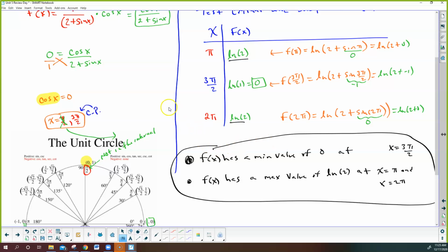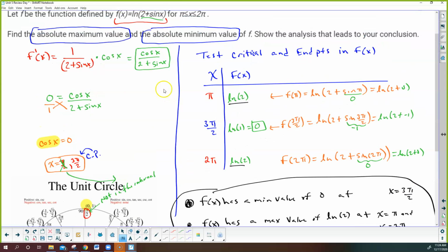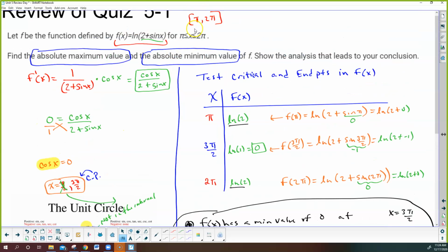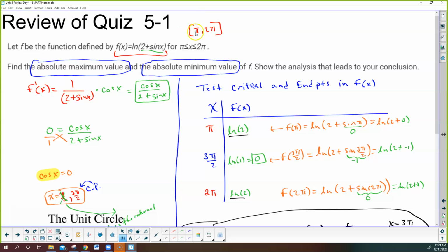So notice we didn't need a sign chart if you're finding absolute max or absolute min. The only time you need to use a sign chart is when you're dealing with local min and local max. Okay, so hopefully that just confirms a little bit. Like I said, students got stuck on the pre-calculus work, the solving here, or using the unit circle and identifying the correct values that fell within the given interval.